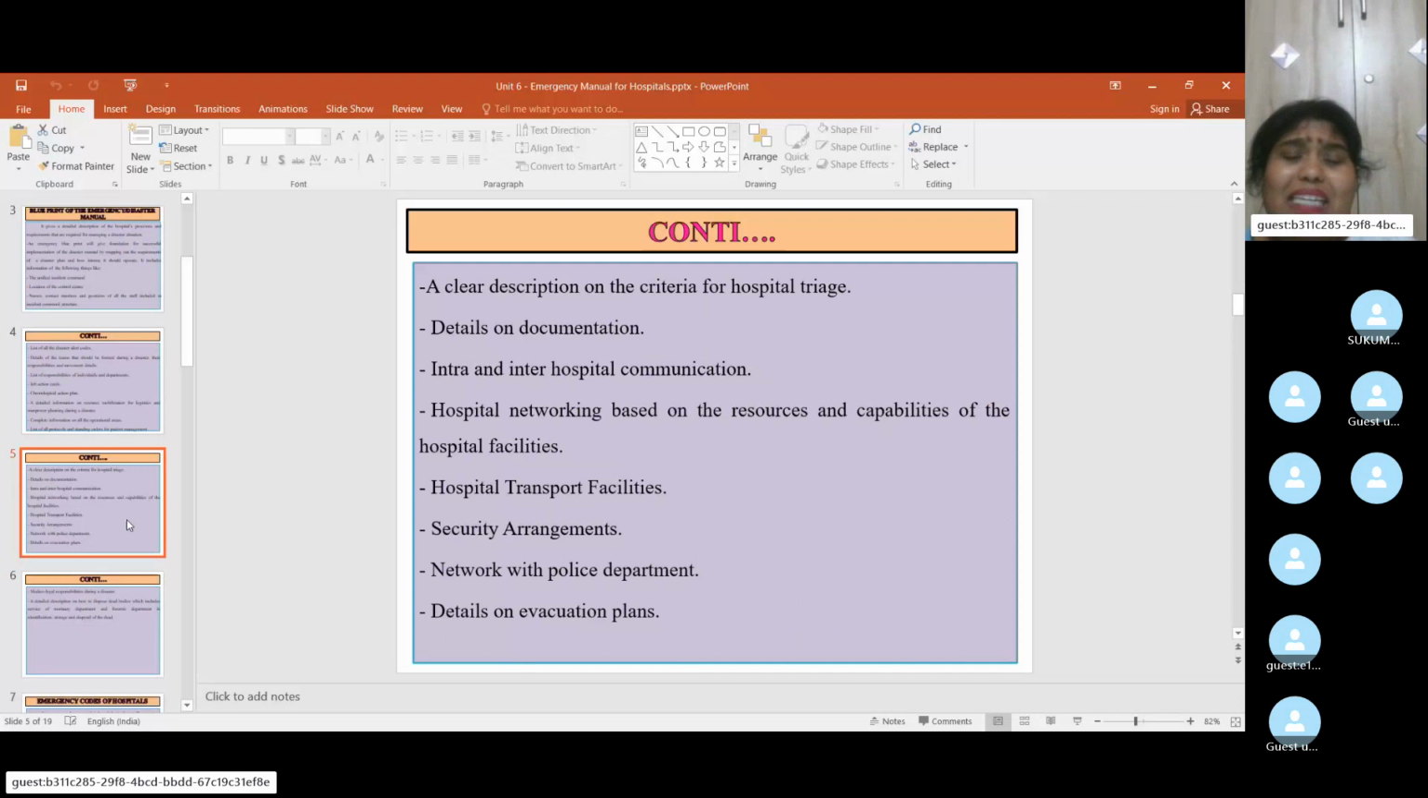Next one is a clear description of the criteria of hospital triage. The triage system should be followed, wherein casualties are categorized from mild, moderate, to severe. And then details on documentation.